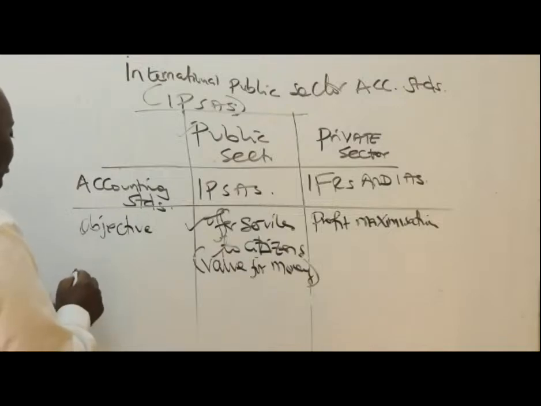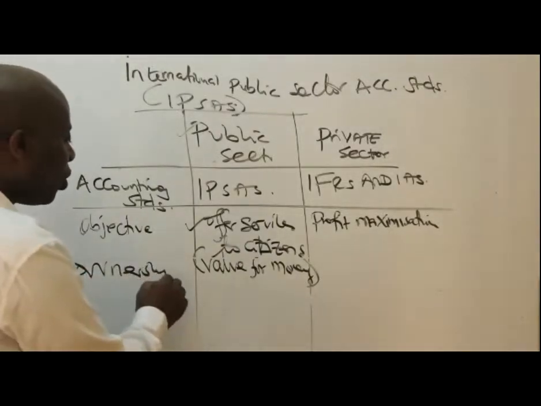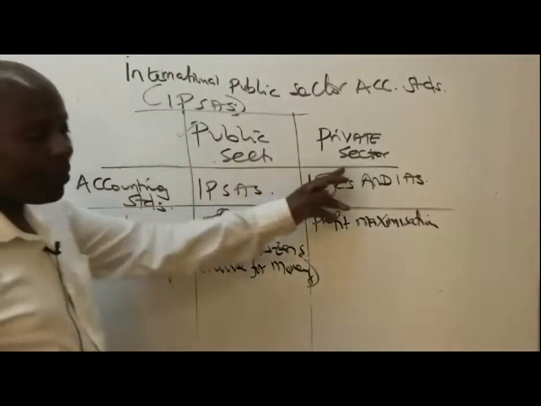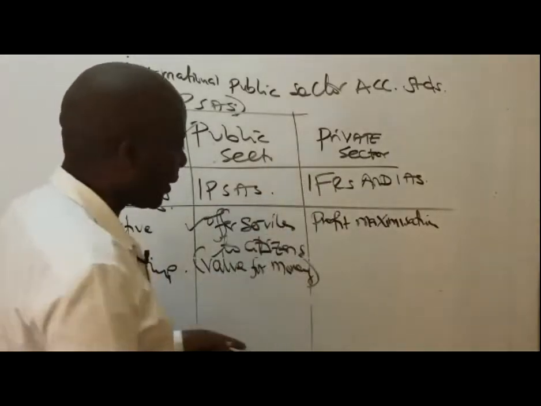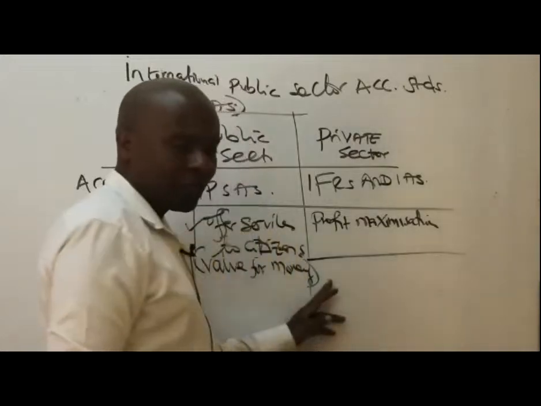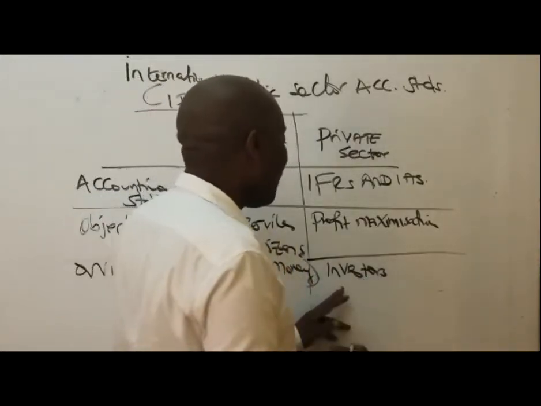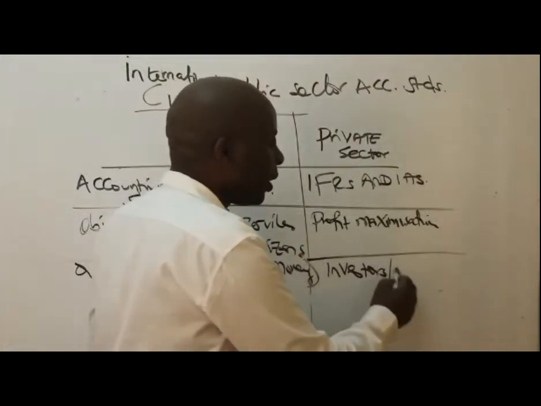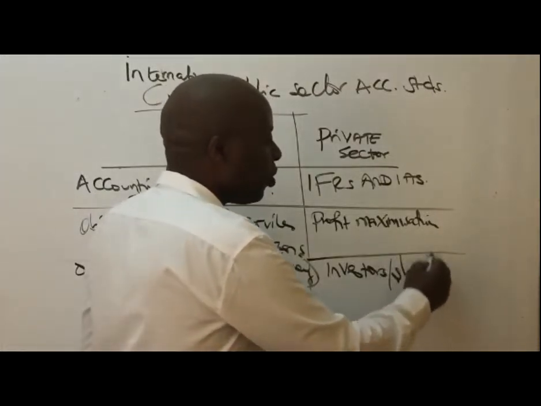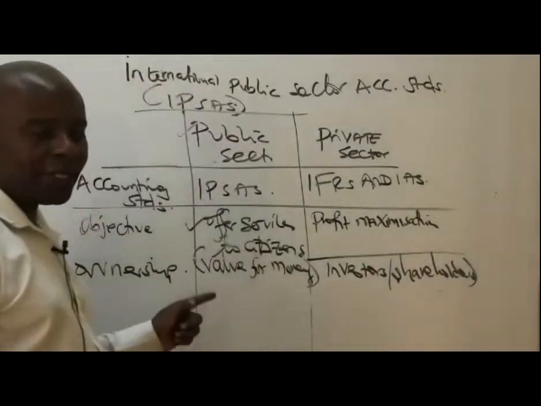So ladies and gentlemen, from there we go to the third difference. Who are the owners? Ownership. Who owns the private sector? We call them investors, or shareholders. How about public sector government entities?